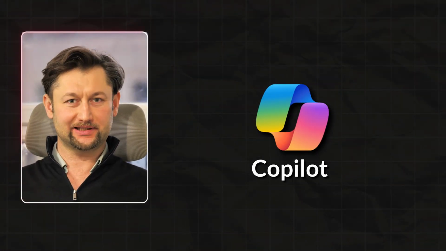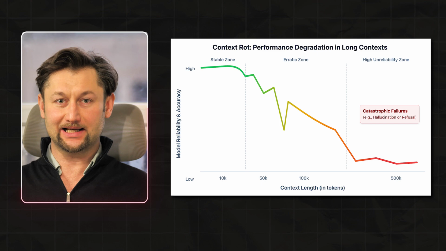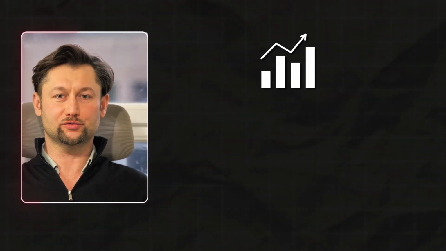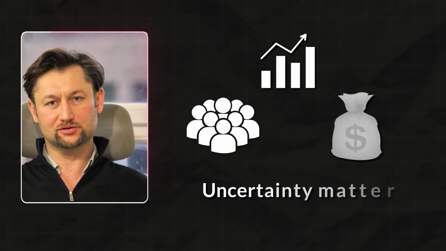If you work in high-stakes finance, you already know the trade-off with AI tools like Copilot. They can be powerful, but they also introduce uncertainty. You're never quite sure where the calculation ends and the hallucination begins. And when decisions affect portfolios, client presentations, or capital allocation, that uncertainty matters.